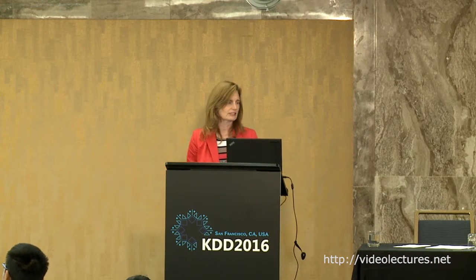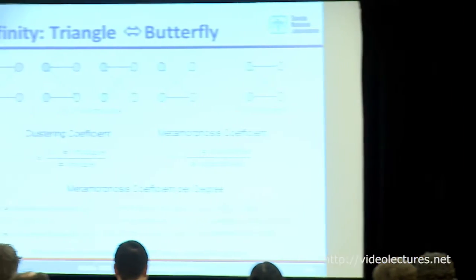So when you have a bipartite graph, you can't have a triangle, right? Because you can't have two nodes connected on the same side. So what's the analog of that? I don't know what people call it. We call it a butterfly. And that's Ali's kids that came up with this naming scheme.